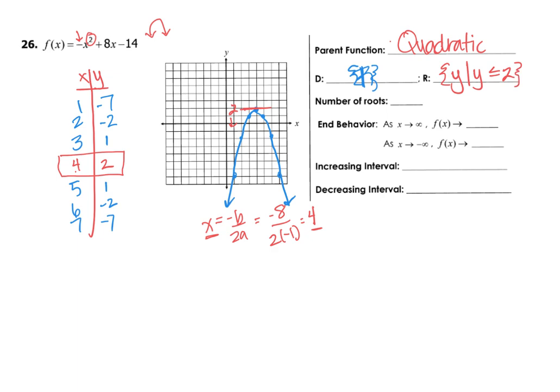How many roots do we have? As we move across the x-axis, how many times does our graph cross? Twice. So 2 roots here.